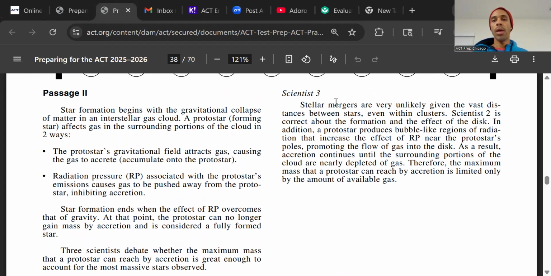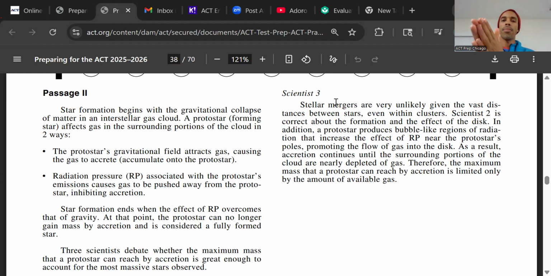Scientist three says scientist two is correct about the formation effect of the disk. In addition, a protostar produces bubble-like regions of radiation that increase the effect of RP near the protostar's poles, promoting the flow of gas into the disk. But why would that promote flow of gas into the disk if radiation pressure pushes gas away? As a result, accretion continues until the surrounding portions of the cloud are nearly depleted of gas.